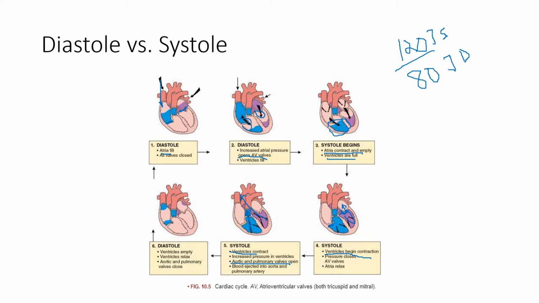And then diastole finishes as the ventricles completely empty. Then they begin to relax. The aortic and pulmonic valves close again, and the heart gets ready to fill again via the atria.